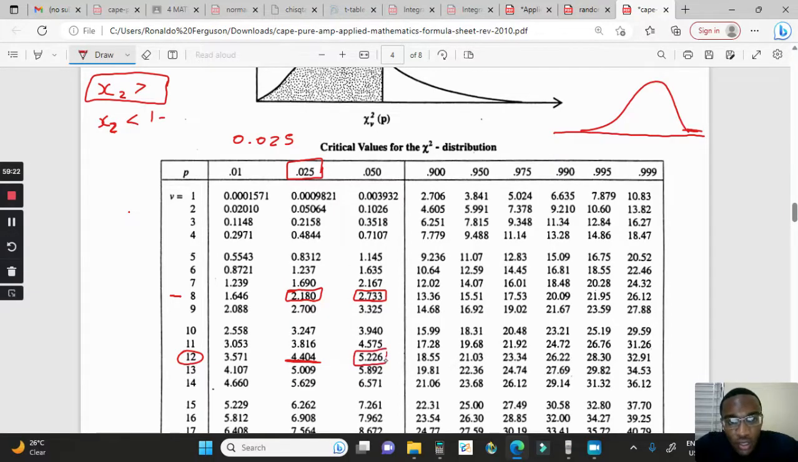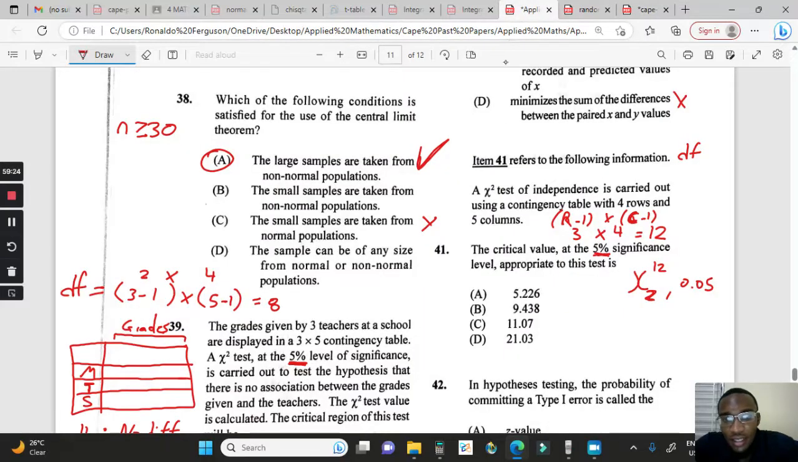This is 5.226. 5.226 is option A. Very, very easy.